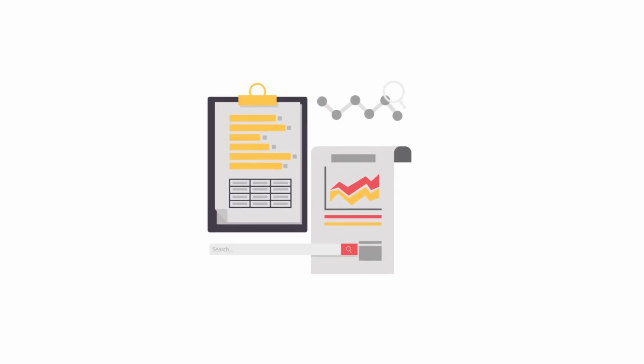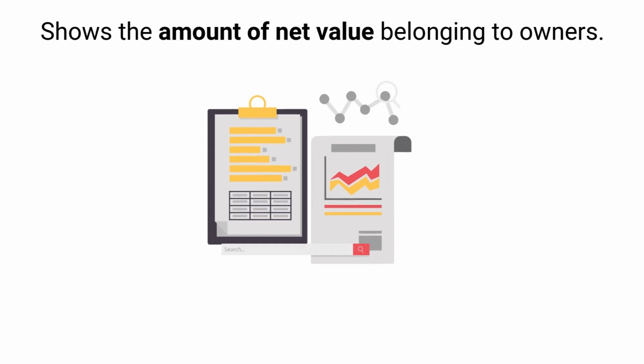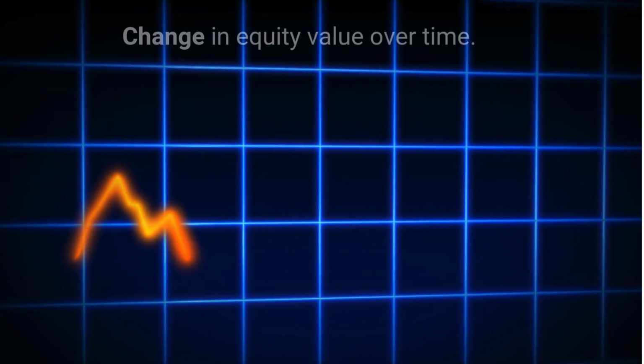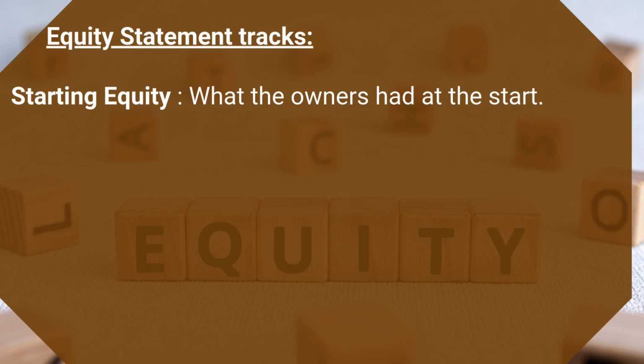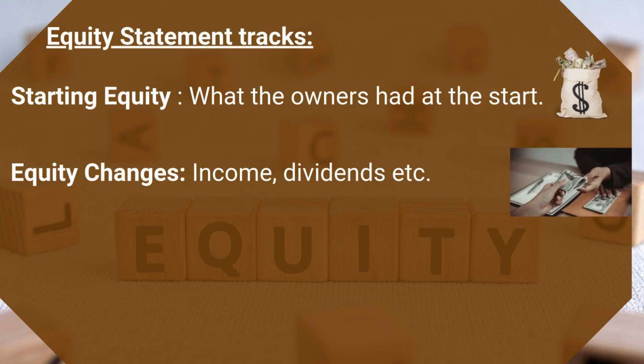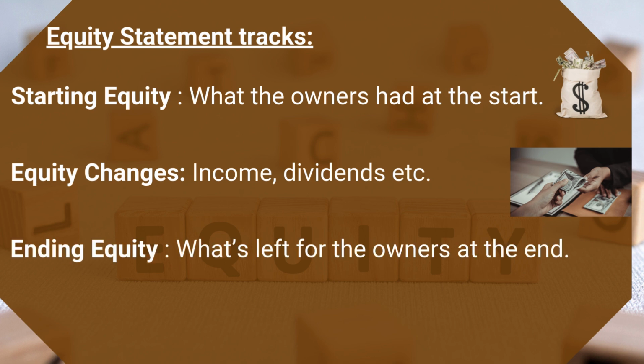It shows how much of the company's net value belongs to the owners, and how the value has been changing over time. It tracks the starting equity, meaning what the owners had at the start of a given time period. Equity changes such as income earned, dividends paid, etc. The ending equity, meaning what's left for the owners at the end.